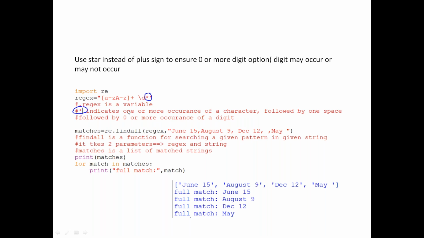So June 15 is there because it's in the same format, and August 9 is also accepted and displayed. December 12 is also possible, and it's displayed. May also is possible, the reason is it's a star. Star is nothing but 0 or more occurrence, plus is nothing but 1 or more occurrence. So I want the month to be at least one letter, but the date can be 0 or more occurrence. So May also is possible.